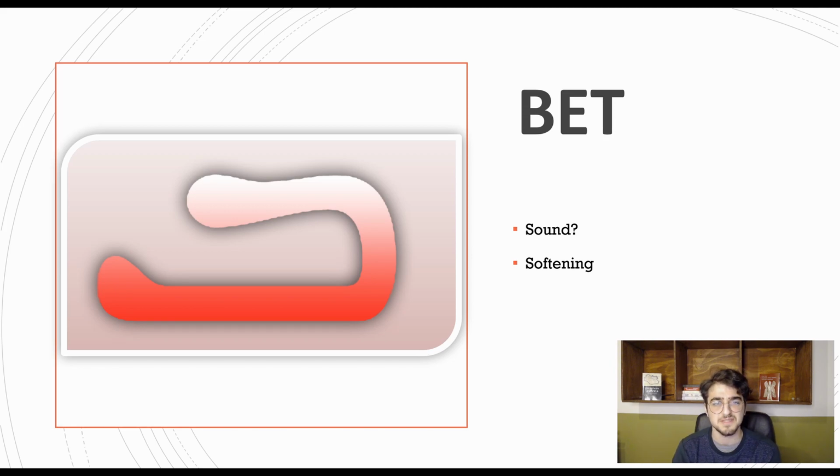Bet produces the B sound, the B in English, like beta, baba. That's a B, okay? Some letters in the Assyrian alphabet can be softened. We call this a rukaha. That's by placing a dot underneath the letter. You soften the sound of the letter, so the bet becomes a V. The bet becomes a vet by adding a dot underneath. So it produces two sounds: a B when there is no dot and a V when there is a dot, okay?